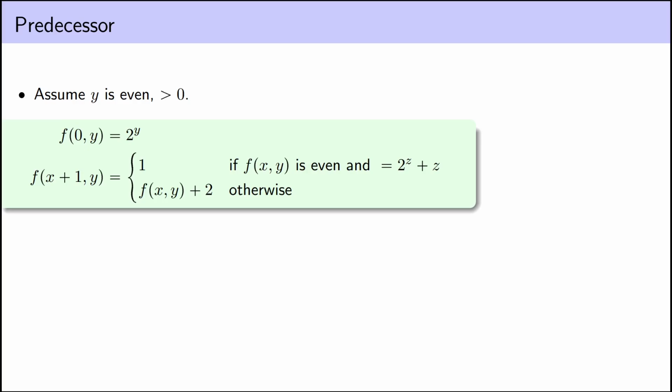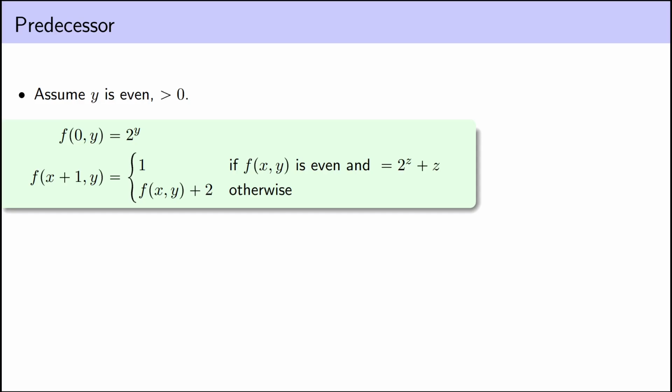There's a previous paper by Robinson that identified the predecessor function as a key step of this proof that hadn't been completed yet. Gladstone handles the case where we want to take the predecessor of even and odd numbers separately, so let's start with the even numbers. The paper defines this intermediate function f, given by f of 0y is equal to 2 to the y, again we can do that, and f of x plus 1y, usually adding 2 each time we increase the first argument, except when we reach an even number of the form 2 to the z plus z, when we reset down to 1.